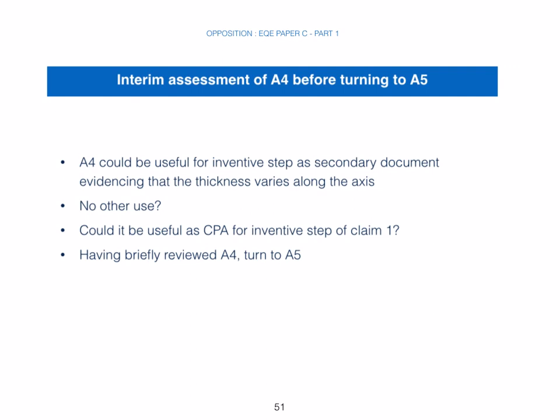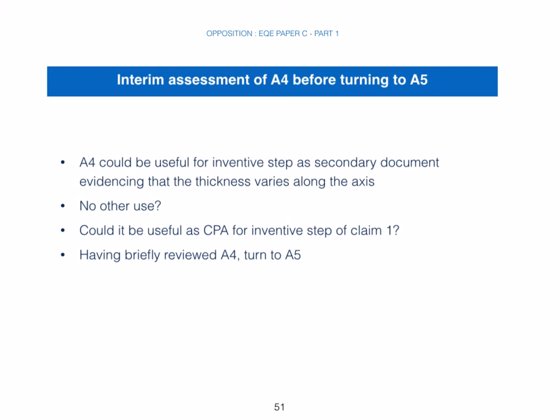So if we look now at the usefulness of document A4, A4 could be useful for inventive step as a secondary document evidencing that the thickness varies along the axis. And I put no other use, question mark. Could it be useful as closest prior art for inventive step of claim 1? I put a question mark, should be 2 question marks.